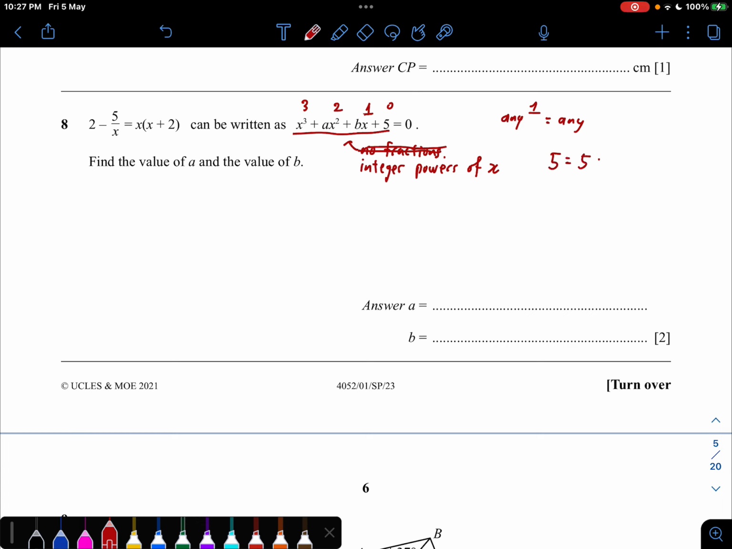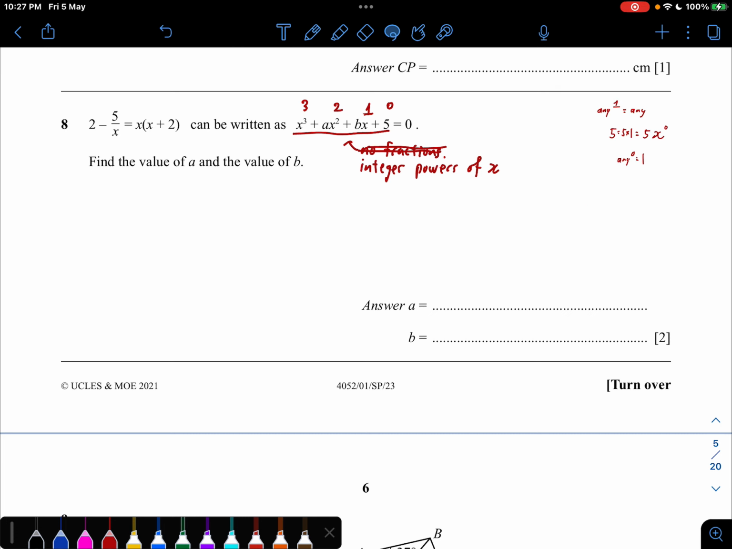5 is almost the same as 5x power 0, because anything to the power of 0 equals 1. Right? 5 is the same as 5 times 1, and the 1 is the same as x power 0. So this is a power 0. 3, 2, 1, 0. Now, except for the case where x is 0, then 0 power 0 will be undefined, or rather indeterminate, but let's not talk about that.